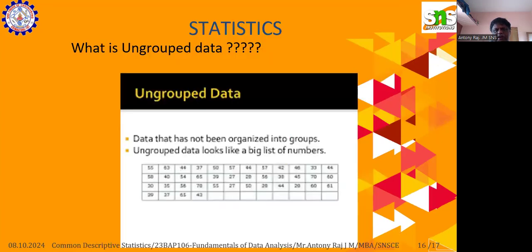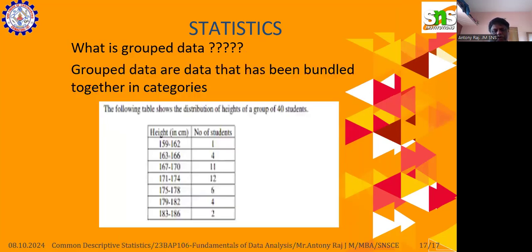Now, ungrouped data, as I already told you, is raw data, which is how data is normally collected from the source. Grouped data is bundled into categories. This is a simple example of a frequency distribution table, and this is an example of raw data.